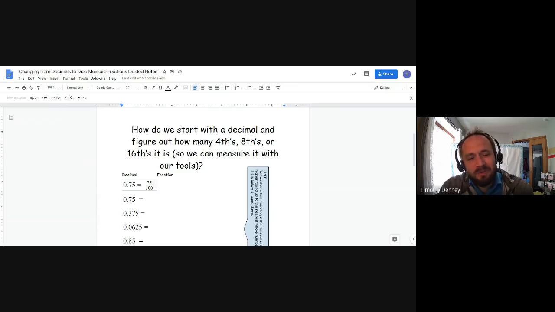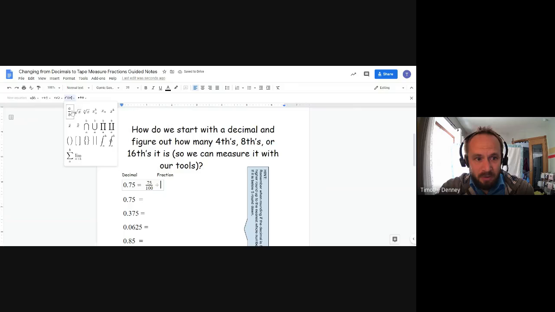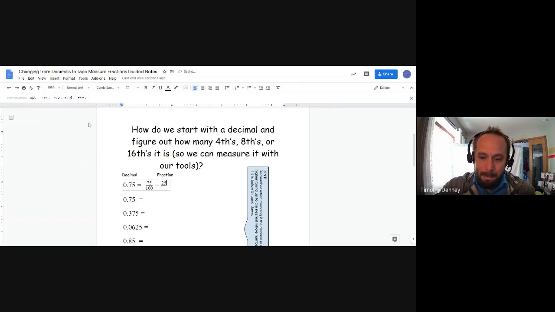All right, we can't measure with that though. We don't have hundredths on our tape measure. With this one though, it's relatively easy because we can reduce this. If I divide the top and the bottom by 25 both, I end up with 75 divided by 25 gives me 3, 100 divided by 25 gives me 4, 3/4. And we can measure that on a tape measure, so we're good.